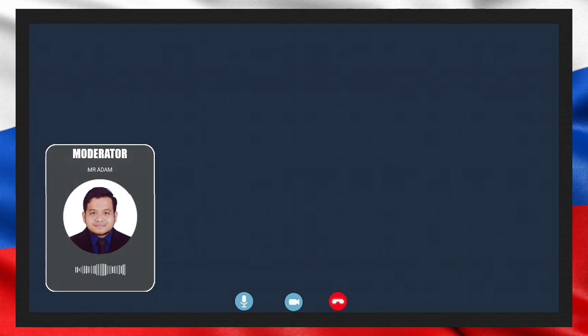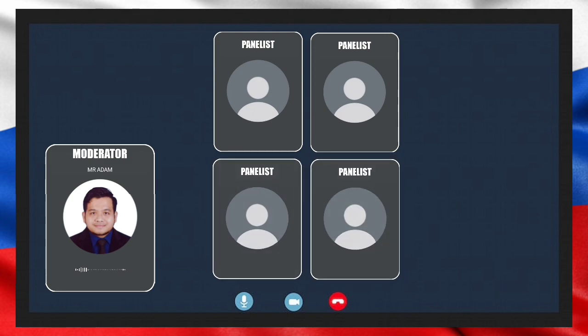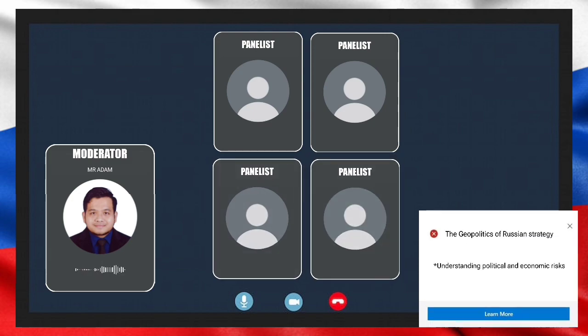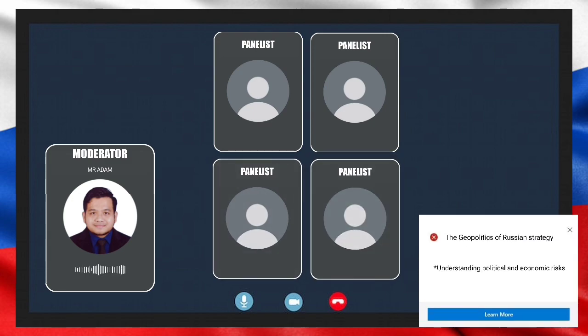Welcome, esteemed panelists, to today's forum where we discuss the complex issue of Russia's geopolitical maneuvering and its associated risk. So let's ensure fruitful discussions that broaden our collective understanding of this crucial geopolitical actor.